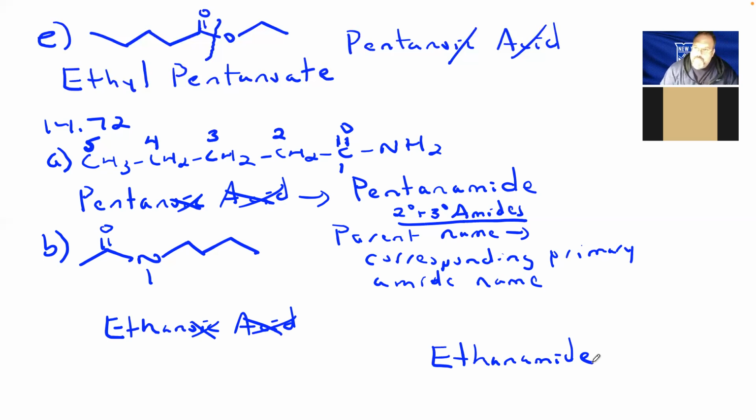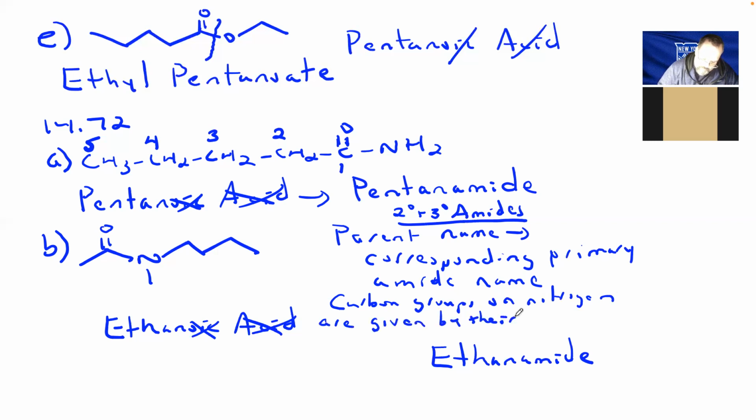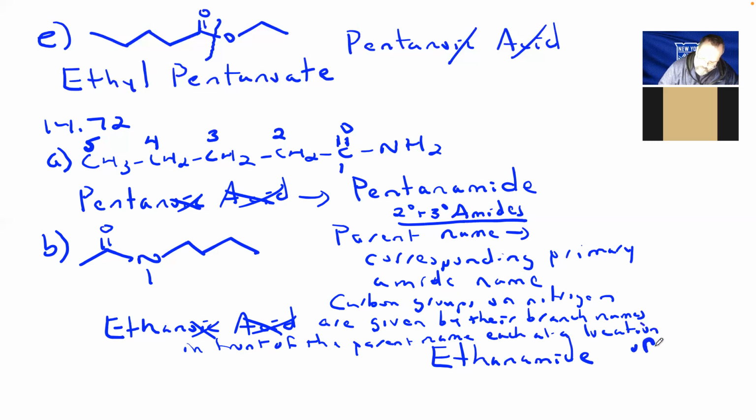Now, what about the carbon groups on the nitrogen? The carbon groups on the nitrogen are given by their branch names in front of the parent name, each at a location of N.